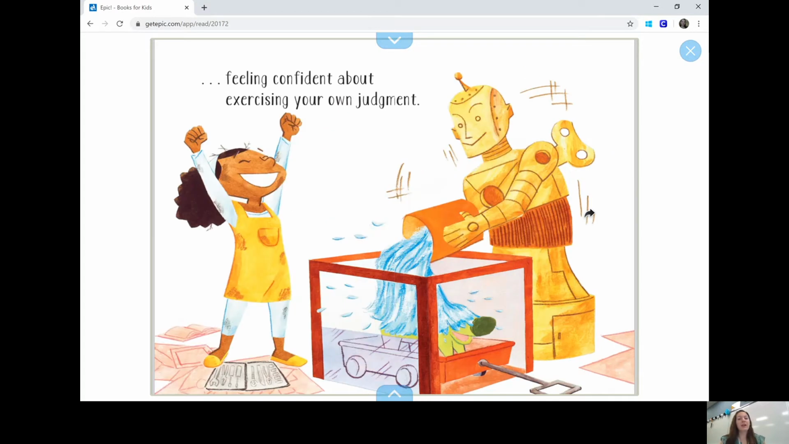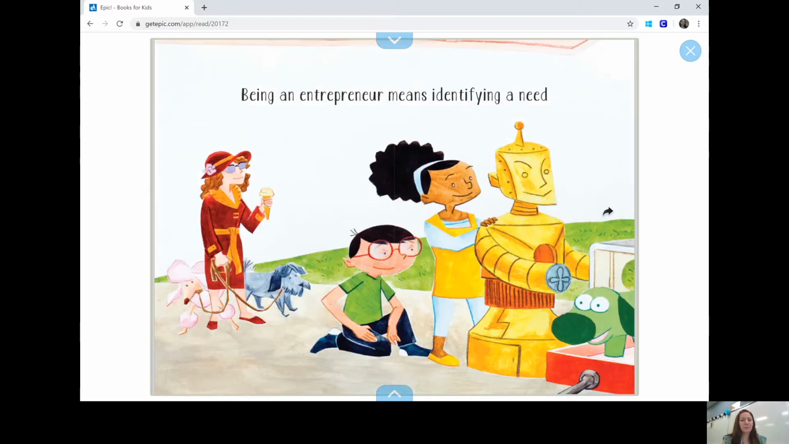Feeling confident about exercising your own judgment. So rather than second guessing yourself like, oh, I don't think I did that right, she's thinking, yes, this is perfect. This is what I wanted. She feels confident about her judgment.